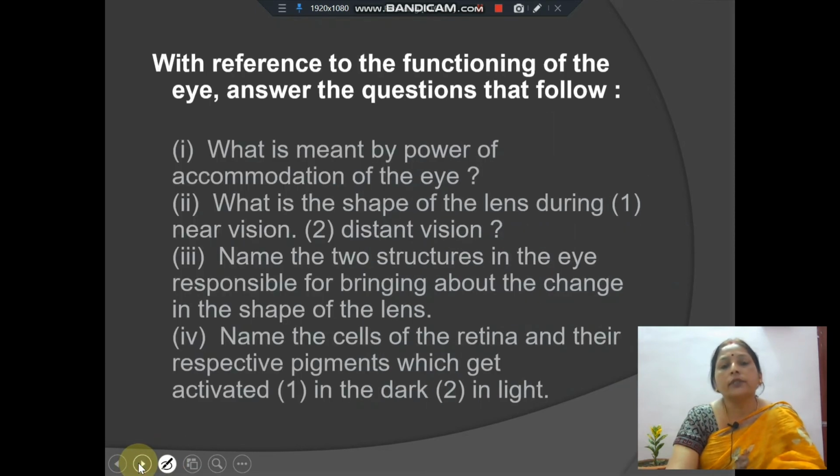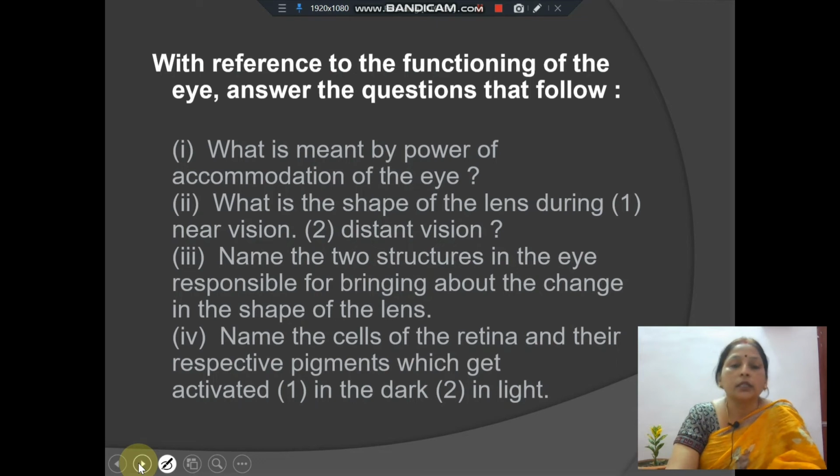Next question, with reference to the functioning of the eye, answer the following questions. What is meant by power of accommodation of eye? Power of accommodation of eye is the adjustment of the eye to see objects at various distances clearly. What is the shape of the lens during near and distant vision? During near vision it is more convex, while for distant vision it is less convex.